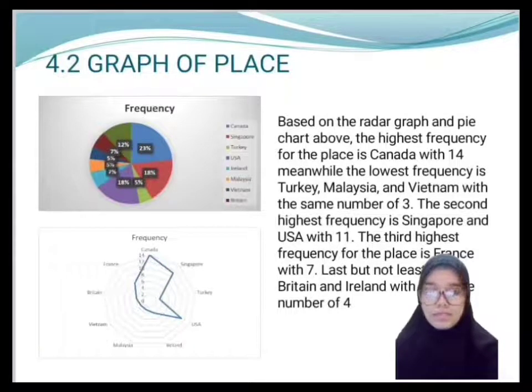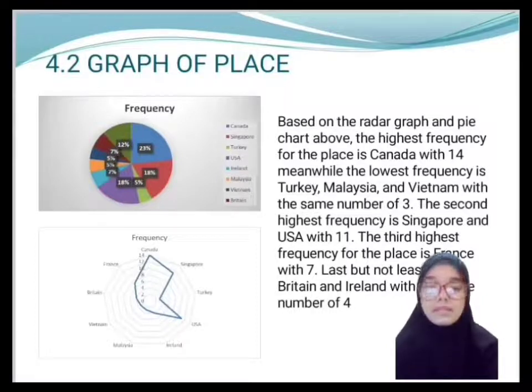Graph of place. The graph that we have chosen is a pie chart and radar graph. Based on the radar graph and pie chart above, the highest frequency for the place is Canada with 14. Meanwhile, the lowest frequency is Turkey, Malaysia, and Vietnam with the same number of 3.